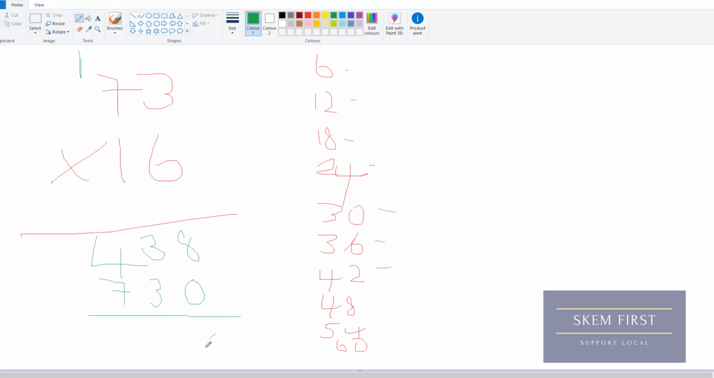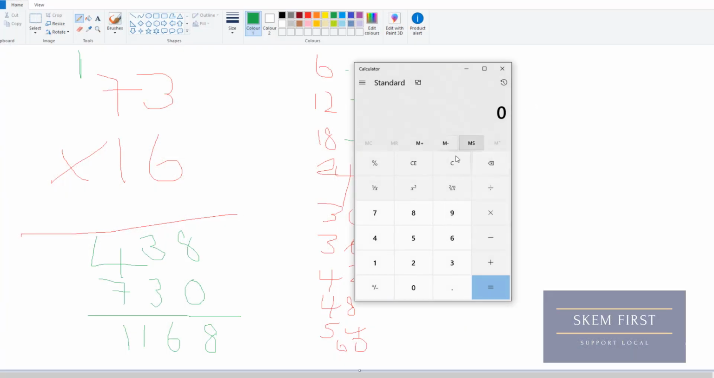Add those two together. We've got 8, 6, 7 and 4 is 11. So we've got 1,168. Let's see if that's correct. 73 times 16 is 1168.